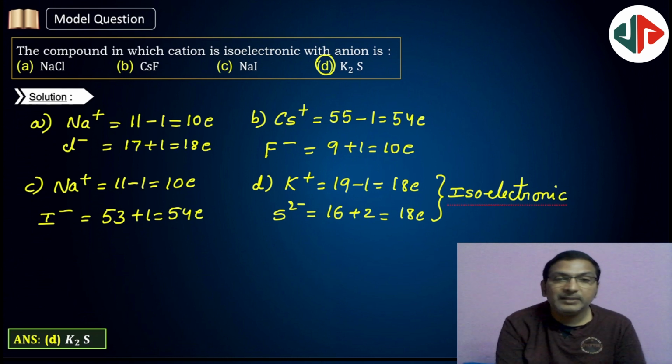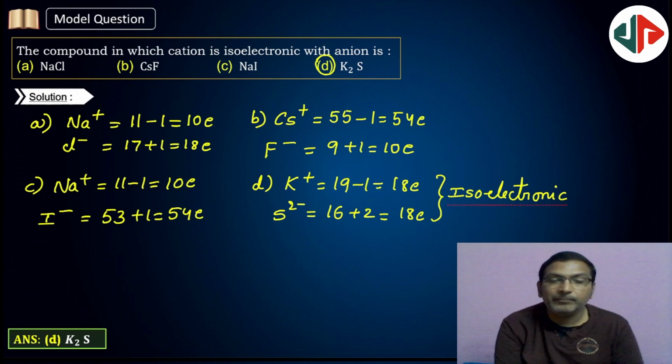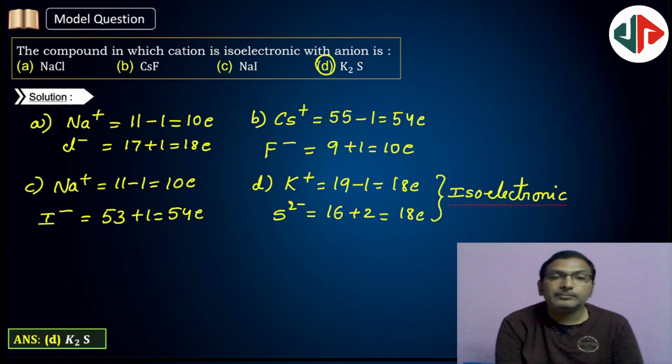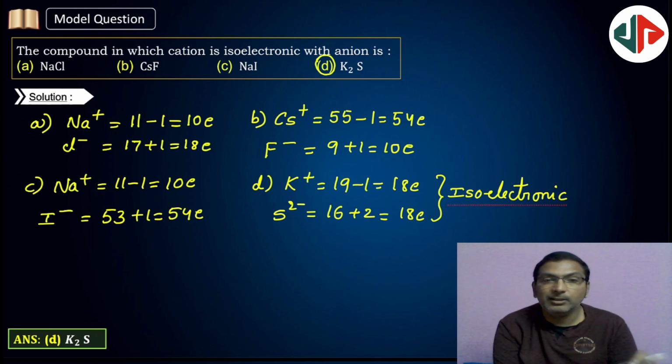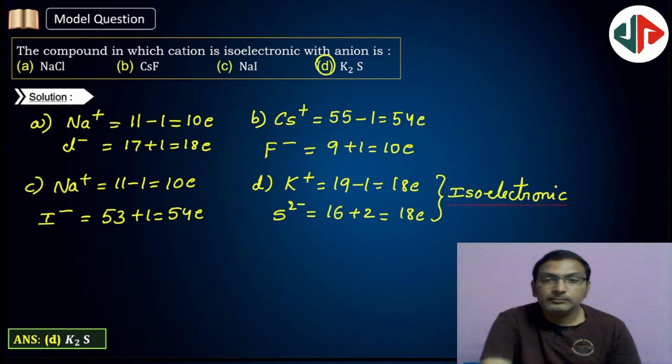So this model is also very, very important. Here compare cation and anion. Calculate the number of electrons present in the corresponding cations and anions. If the same number of electrons are present in cation and anion, those two species will be isoelectronic. So for this calculation, you need the atomic numbers of almost all the elements. Next question.